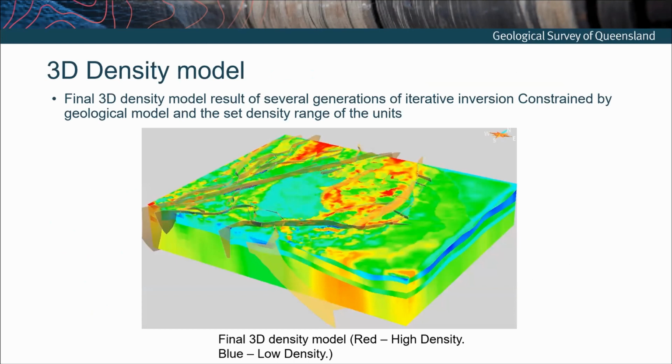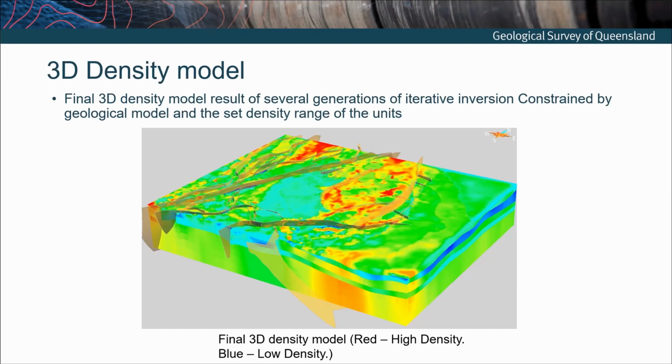So here we have our final 3D density model, the result of several generations of iterative inversions, constrained by the geological model and the set of density inversions. As I said, this is not the first inversion we came out with. This is a process of multiple sets of inversion. And this is the final density model, with red where it's higher density and blue being lower density.